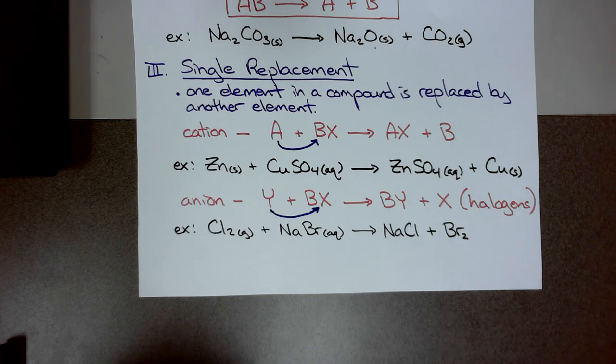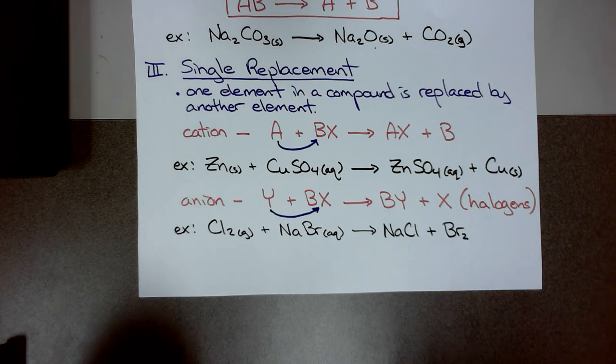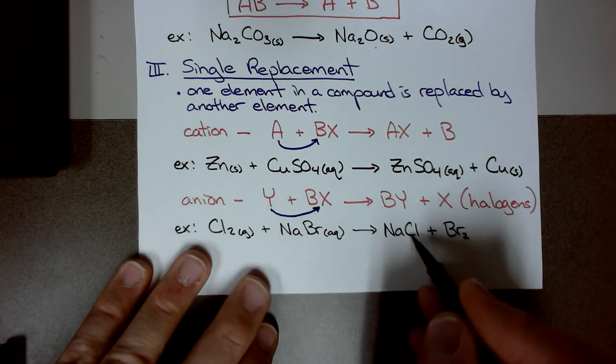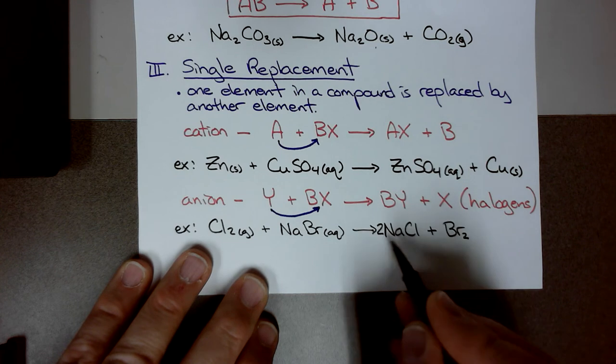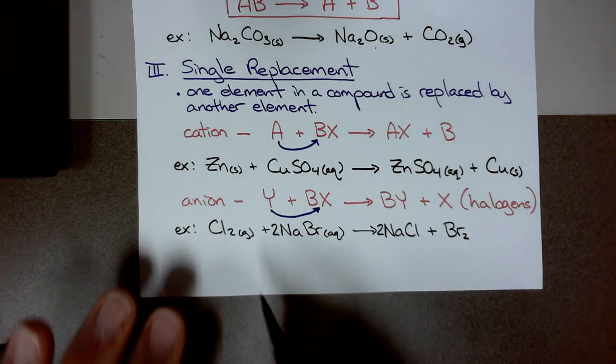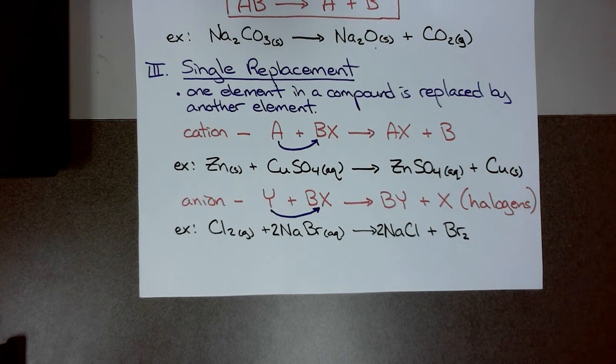And then we would balance it. So if I have 2 chlorines and 1, I have to put a 2, and then now I have to put a 2. So that is the single replacement there.